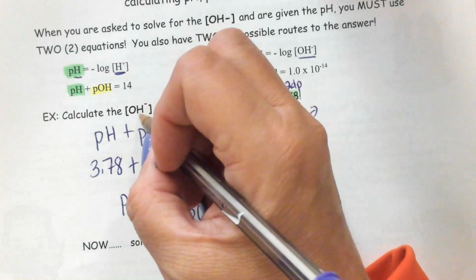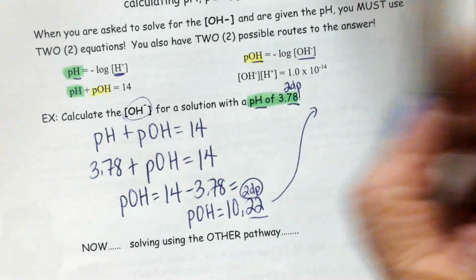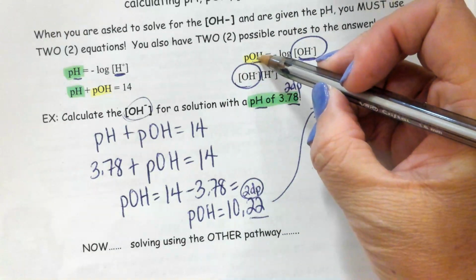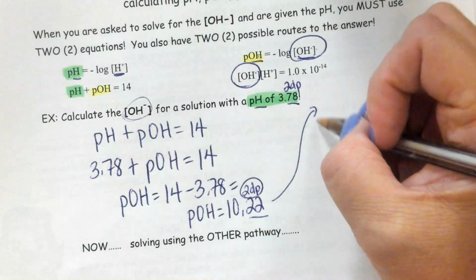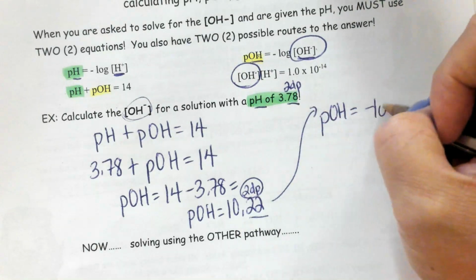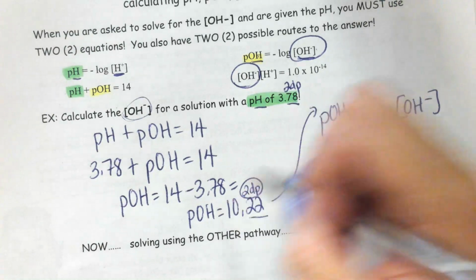Now, what do I want? I want the hydroxide. Again, I have 2 choices for hydroxide. Hydroxide is here or here. Since I already had the pOH, look how that links directly to that one. I could have gone the other way, and I'm going to show you that in a second. So pOH equals negative log of the hydroxide. And so what am I going to do? I'm going to plug in the pOH.